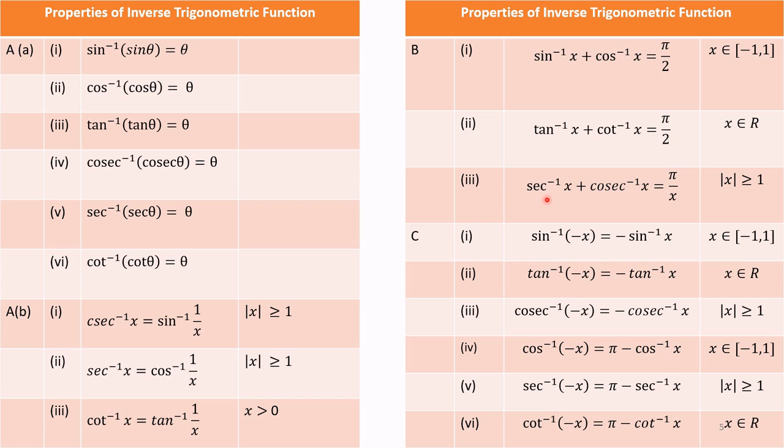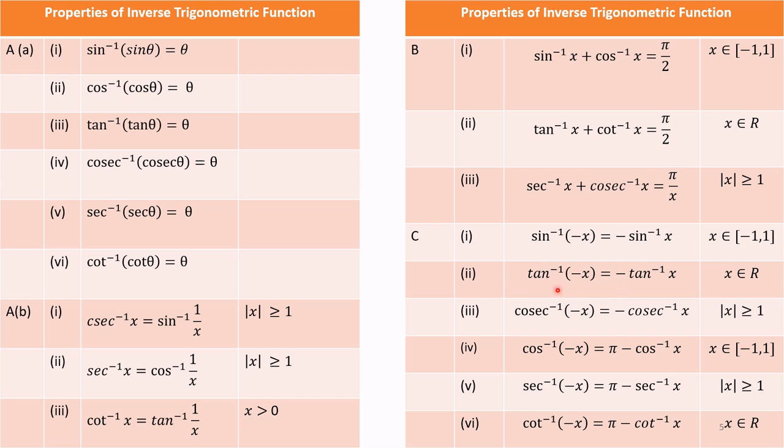Third relation is secant inverse of x plus cosecant inverse of x is equal to pi by 2, where mod x is greater than or equal to 1. The third group is sine inverse of minus x is equal to minus of sine inverse x, where the boundaries of x are -1 and 1. Tan inverse of minus x is equal to minus tan inverse x, but here x belongs to R. It is not -1 or 1. It is from minus infinity to infinity, which is represented as x belongs to R.